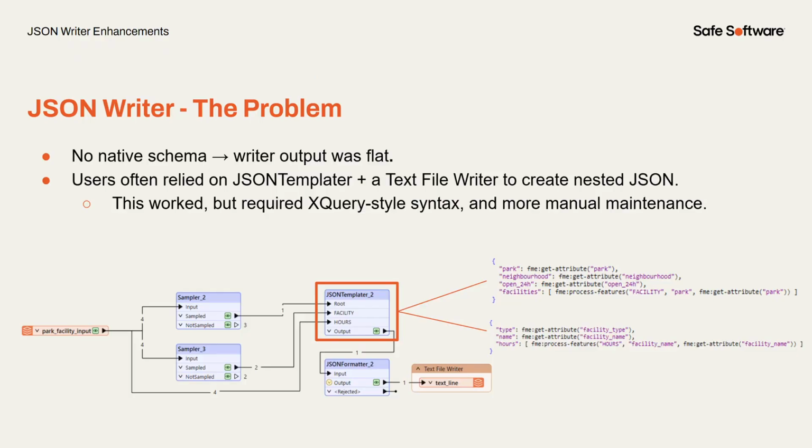So in the past, the FME JSON writer was not schema aware, so its output was just flat. For nested JSON, you would have to build it yourself with a JSON templater and then write it through a text file writer. Like the screenshot is showing, the samplers to group the data, a template for each level, xquery functions wiring it all together. Well, it works, but it takes scripting knowledge and every change means maintaining those templates manually.